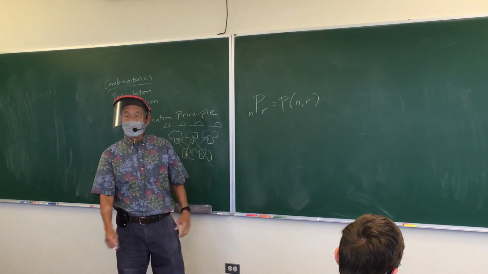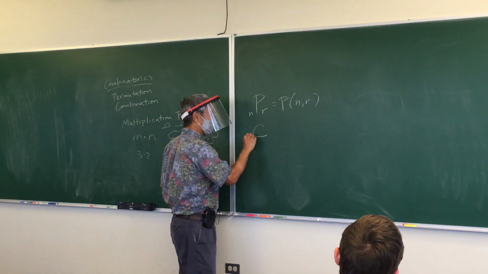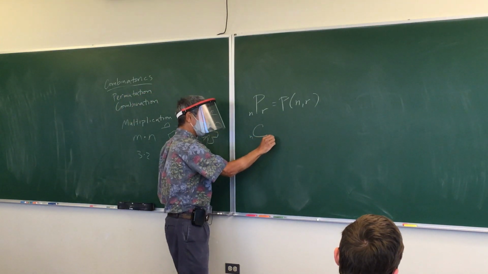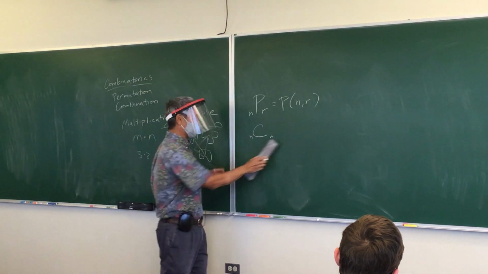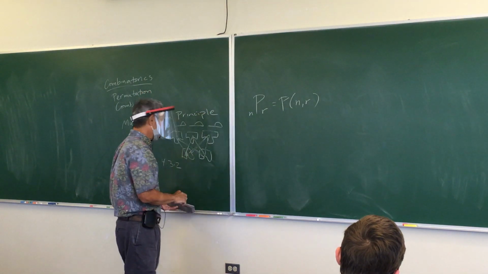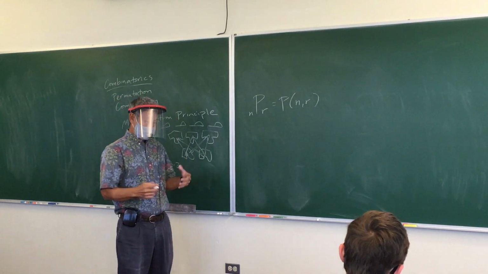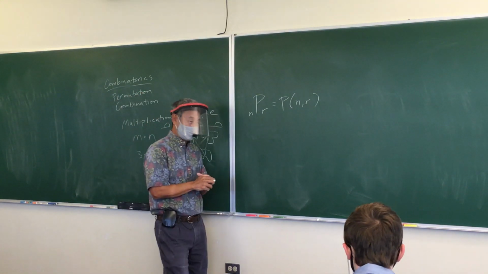After the test, the next class, we're gonna do this. You can probably guess what that is, right? That's the combination of n things taken r at a time, but you're not gonna have that tonight. Okay, so this is how your book would teach it.